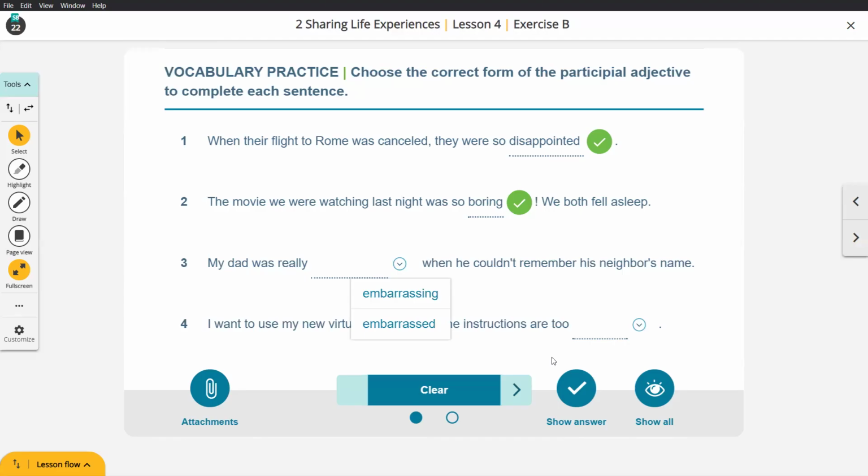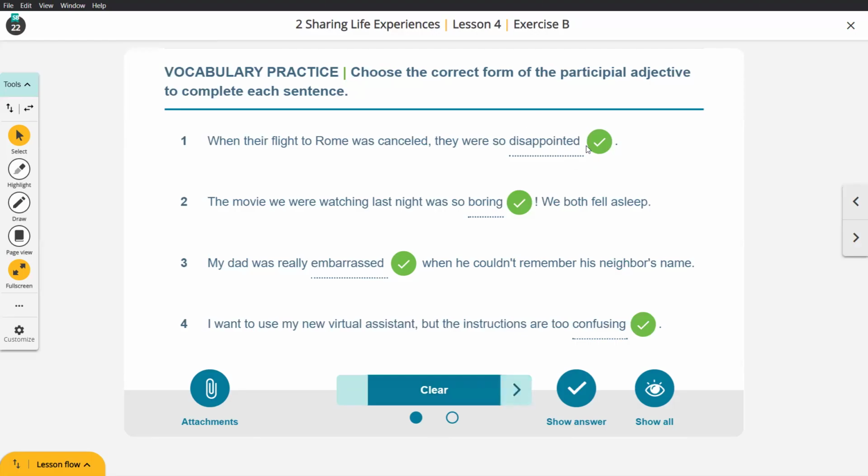Embarrassed. Excellent. Number 4. I want to use my new virtual assistant, but the instructions are too... Confusing. Perfect.